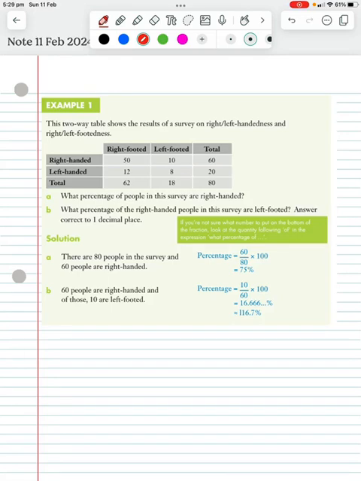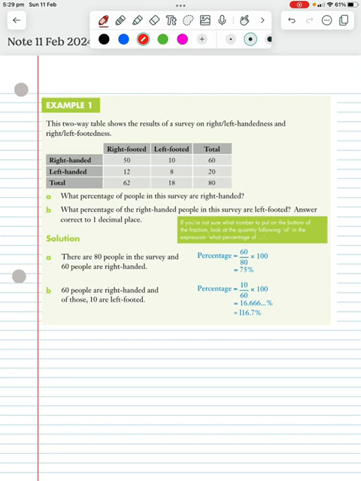Hi Year 11 and welcome to exercise 5.02, which is titled Two-Way Tables. So we covered two-way tables in Year 10, so they should look a little bit familiar to you. We're going to just run through this example for this exercise and then you're just going to get into the questions.